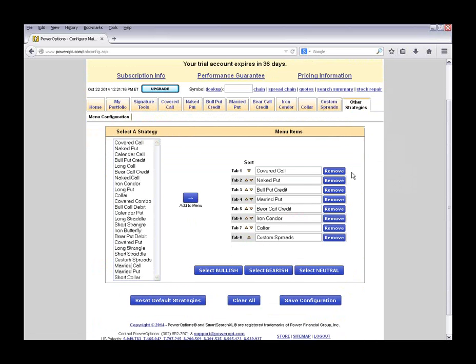What I'm going to do is just remove everything we're not going to look at today. So let's take out covered calls and naked puts. Let's take out married puts, iron condor, and collars. We've got bull put credit.